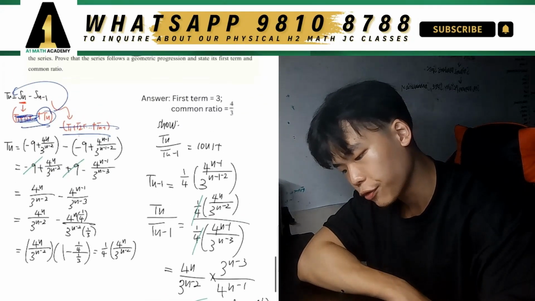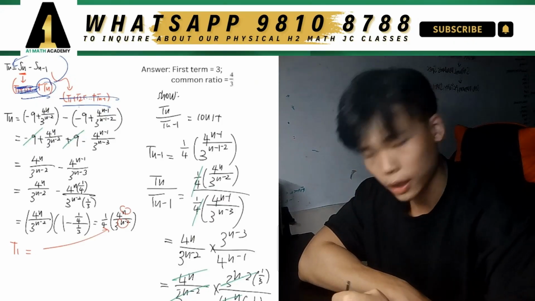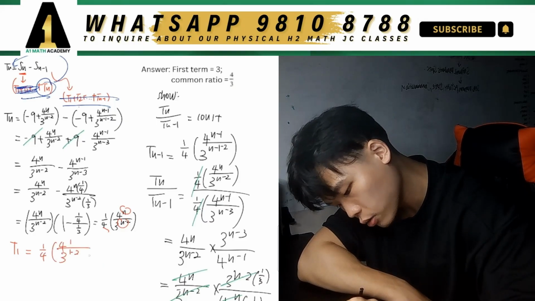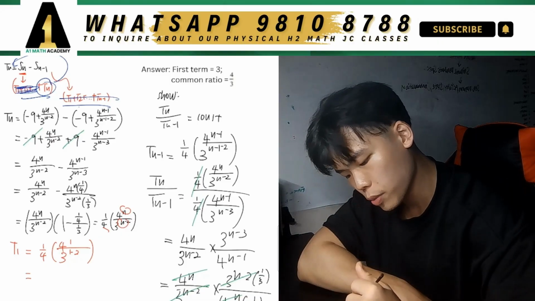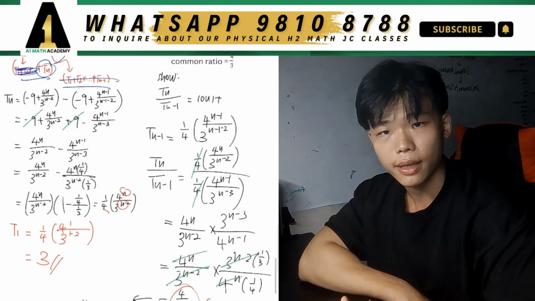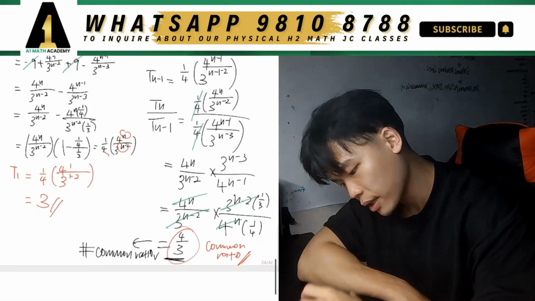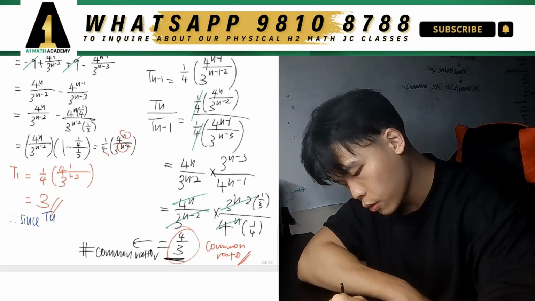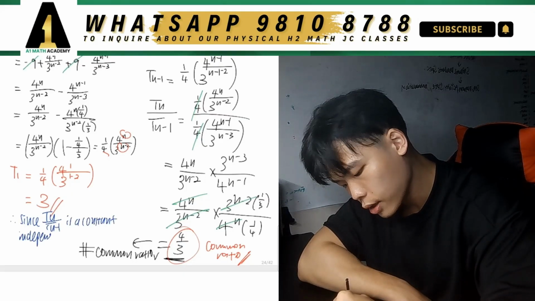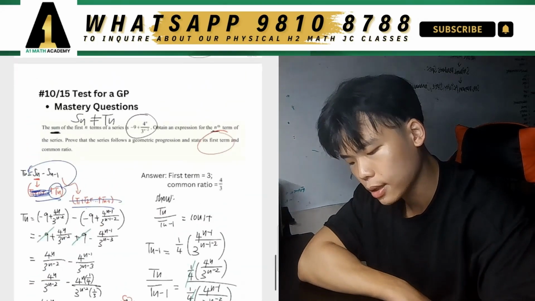And then what's the first term? So the first term, T1, is basically we sub 1 into all the values of n over here. So it's just 1/4 of 4 to the power of 1 over 3 to the power of 1 minus 2, and you compute this, you should be getting a value of 3. So that's the first term, and then the common ratio is this. So that's our two answers, and then of course we need to prove. So the proving method is here. We say that since Tn over Tn minus 1 is a constant independent of n, this is a GP. And that is basically for this concept over here.